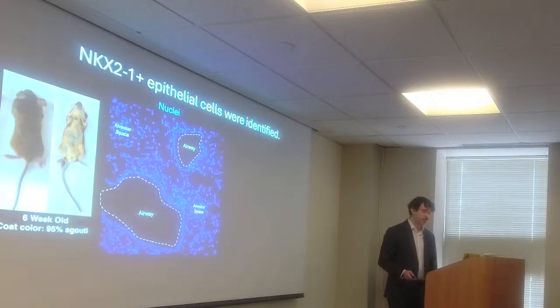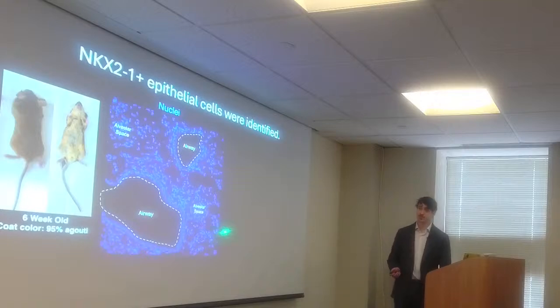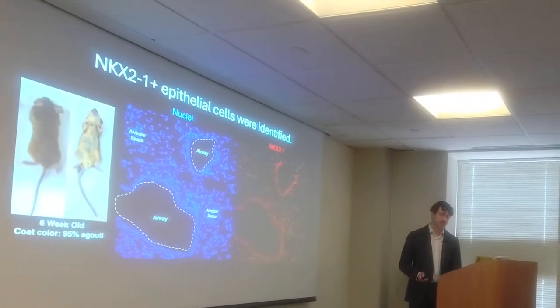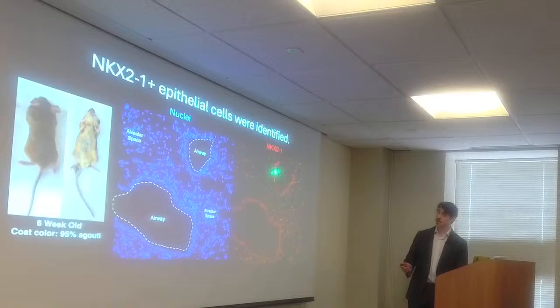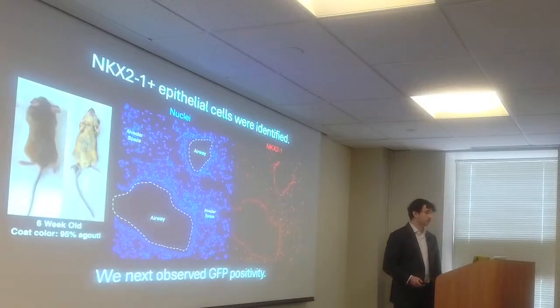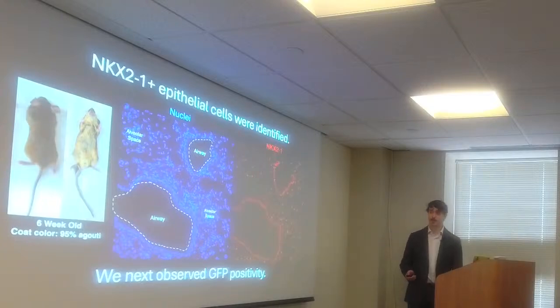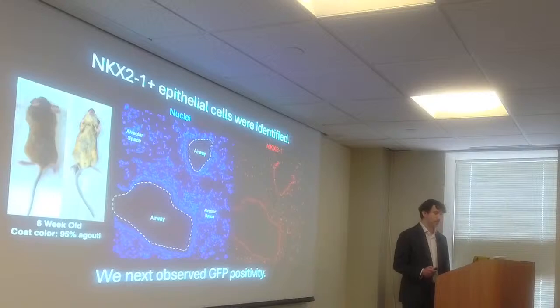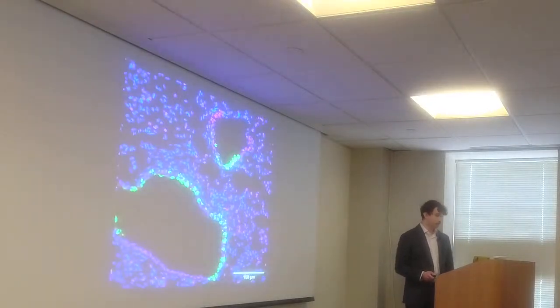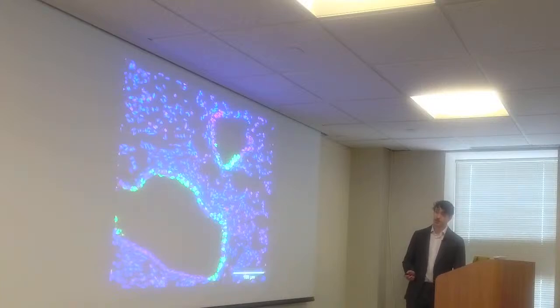Just to show you the architecture, we can see the airways here and the alveolar space on the outside. So really, based on our hypothesis, we would be able to see more GFP in the airway than in the alveolar space. When looking at NKX2-1 expression, you can see nice airway and alveolar expression of NKX2-1. So next, we observed GFP positivity, again, expecting more green cells in airway than alveolar space. And what we found was a very dramatic outcompetition here. So we could see nice GFP positivity in the airway and nothing of note here in the alveolar space.